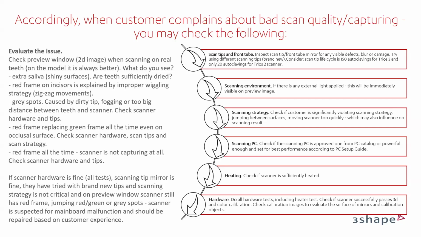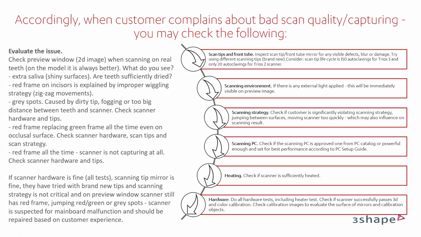Also, you can see here the short guide where we also need to check the main points that were discussed previously. You need to check the scanning tips and front tube glass, scanning environment, scanning strategy, and scanning PC. You should check if the scanning PC is approved, mentioned in our PC catalog, and powerful enough to proceed with the scanning process. You should check for heating points, check if the scanner is sufficiently heated, and of course the hardware.